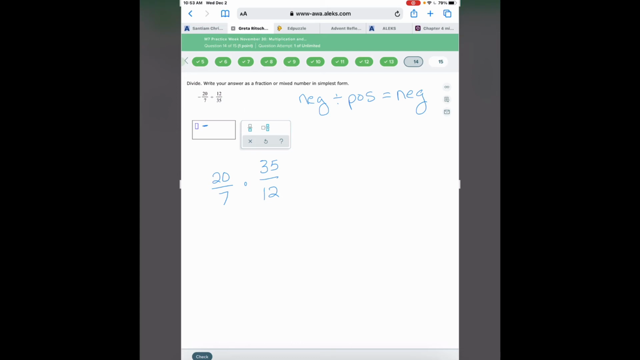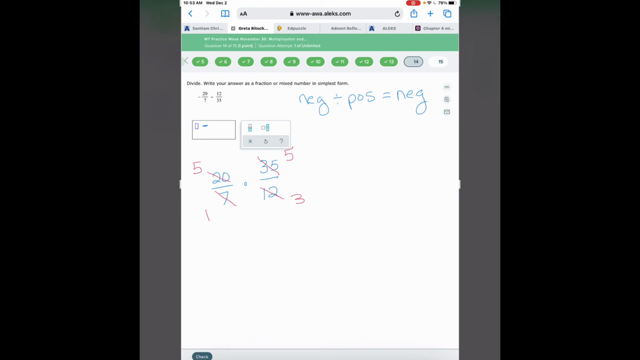Let's look for common factors. 7 definitely goes into 35 5 times. 7 times 5 is 35. Again, be doing those quick tables so that these get easier for you. And then here, I can see that 2 goes into both of these. It's possible that something bigger goes in. 4 does. 4 goes in there. 4 times 5 is 20, and 4 times 3 is 12.